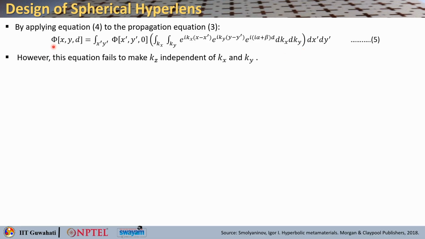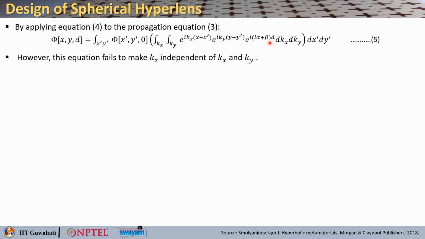Okay. So, you can write phi(x,y,d) will be this integration, and then you have this phi(x prime, y prime, 0), that is at z equals 0, and then you have this displacement squared, integration over kx, integration over ky, e to the power i kx (x minus x bar) e to the power i ky (y minus y bar) times e to the power i (alpha plus beta) d, dkx dky dx prime dy prime. So, this particular term here, e to the power i (alpha plus beta) d, this term is constant.